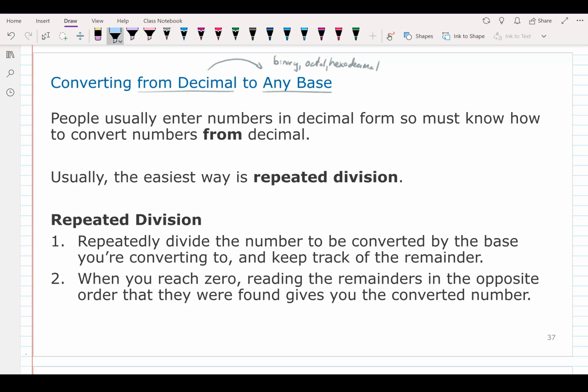Repeated division is our method, and the steps are as follows. Repeatedly divide the number to be converted by the base you're converting to, and keep track of the remainder. What does that mean? Take the number you started with, divide it by the base you want, for example, 8 for base 8, and keep track of the remainder.